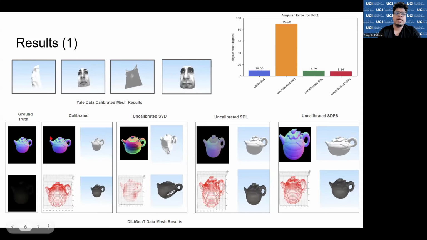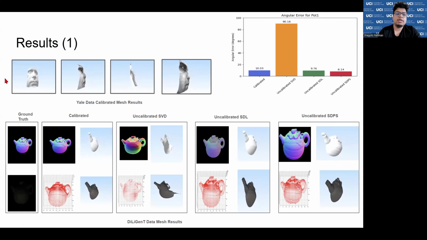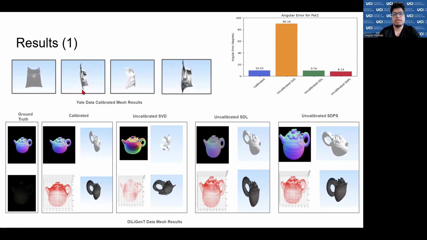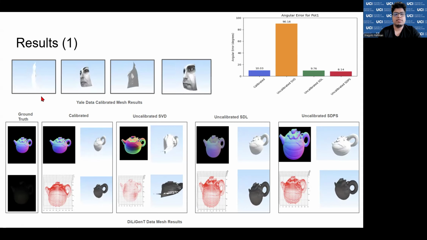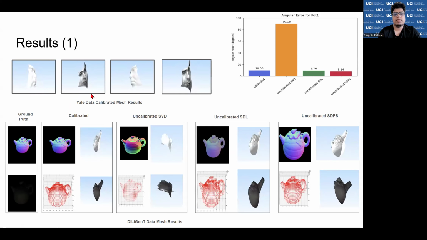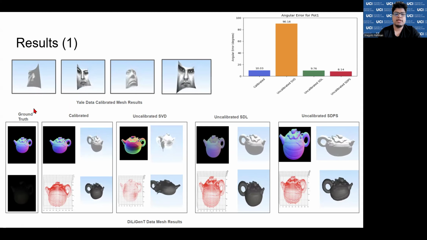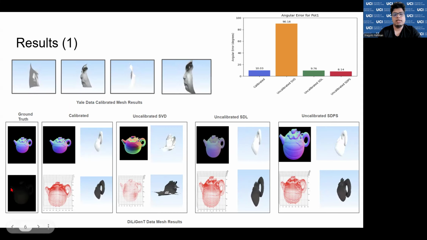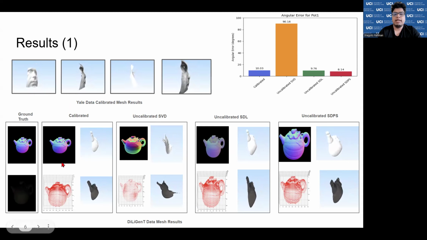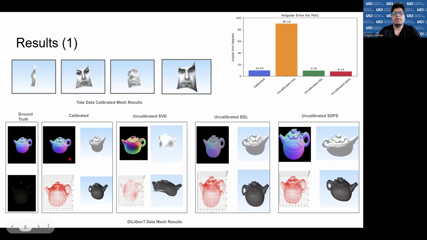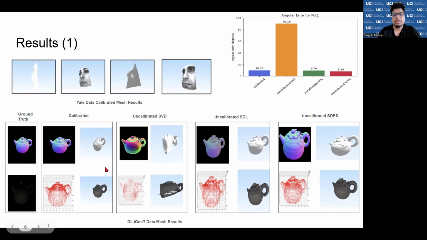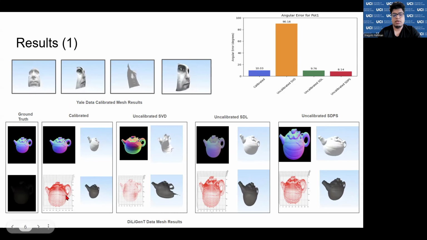Now, if you look at the results in the top left here, we can see the meshes generated from the Yale dataset and also the color mesh. Just adding the colors in the vertices, we can see that the results are quite good in terms of the meshes for different subjects. And down here we can see the plot from the DiLiGenT dataset, its ground truth normals, and with the calibrated results we can see the result is quite good. It is quite close to the ground truth. The meshes are also good, the directions are also fine.